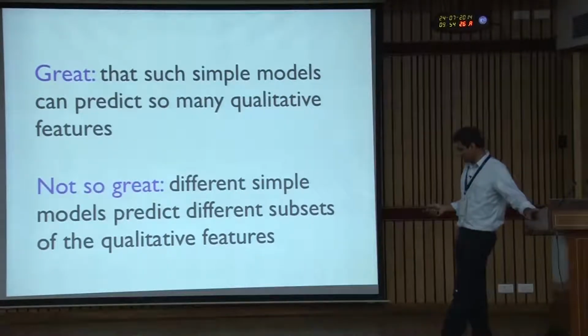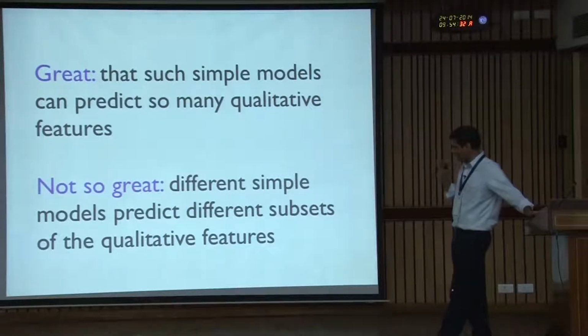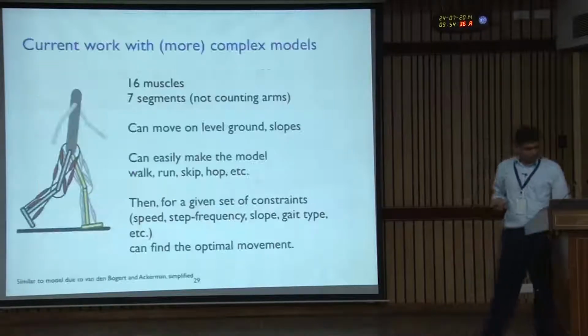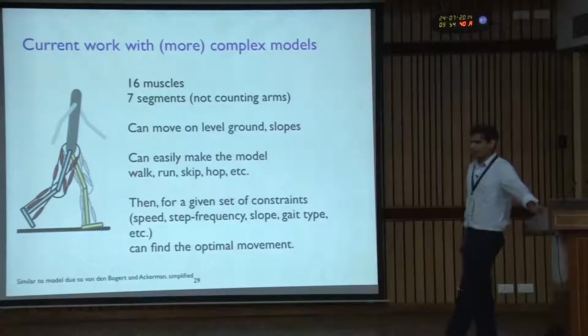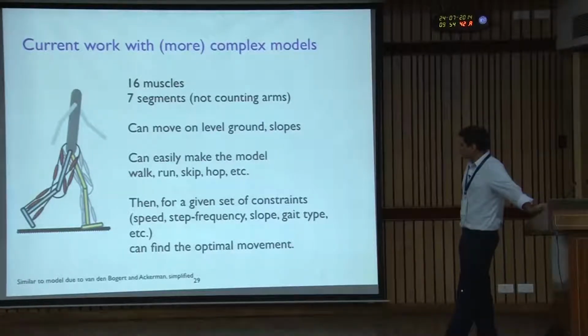we saw that simple models could predict a whole bunch of things, but they could predict only qualitative things, and I noted that they're not so robust. So perhaps, unfortunately, we might have to do more complex models. So this is a little model, way simpler than a human, but way more complex than the point mass model.